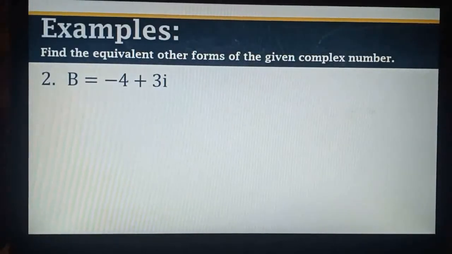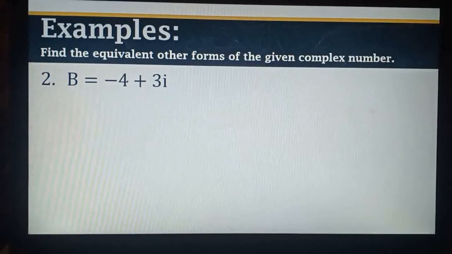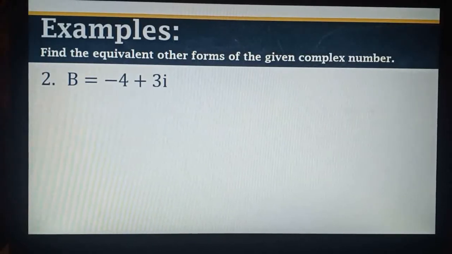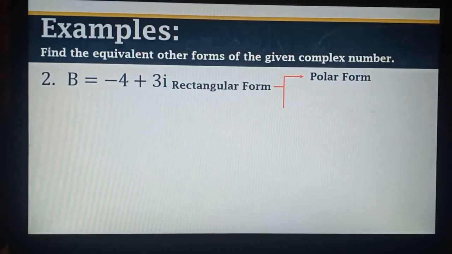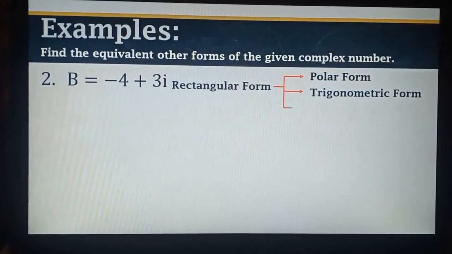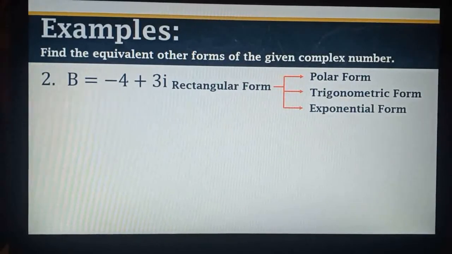Next is example number 2, which is complex b equals negative 4 plus 3i. So this is also rectangular form. So you have to identify its polar form, trigonometric form, and the exponential form.